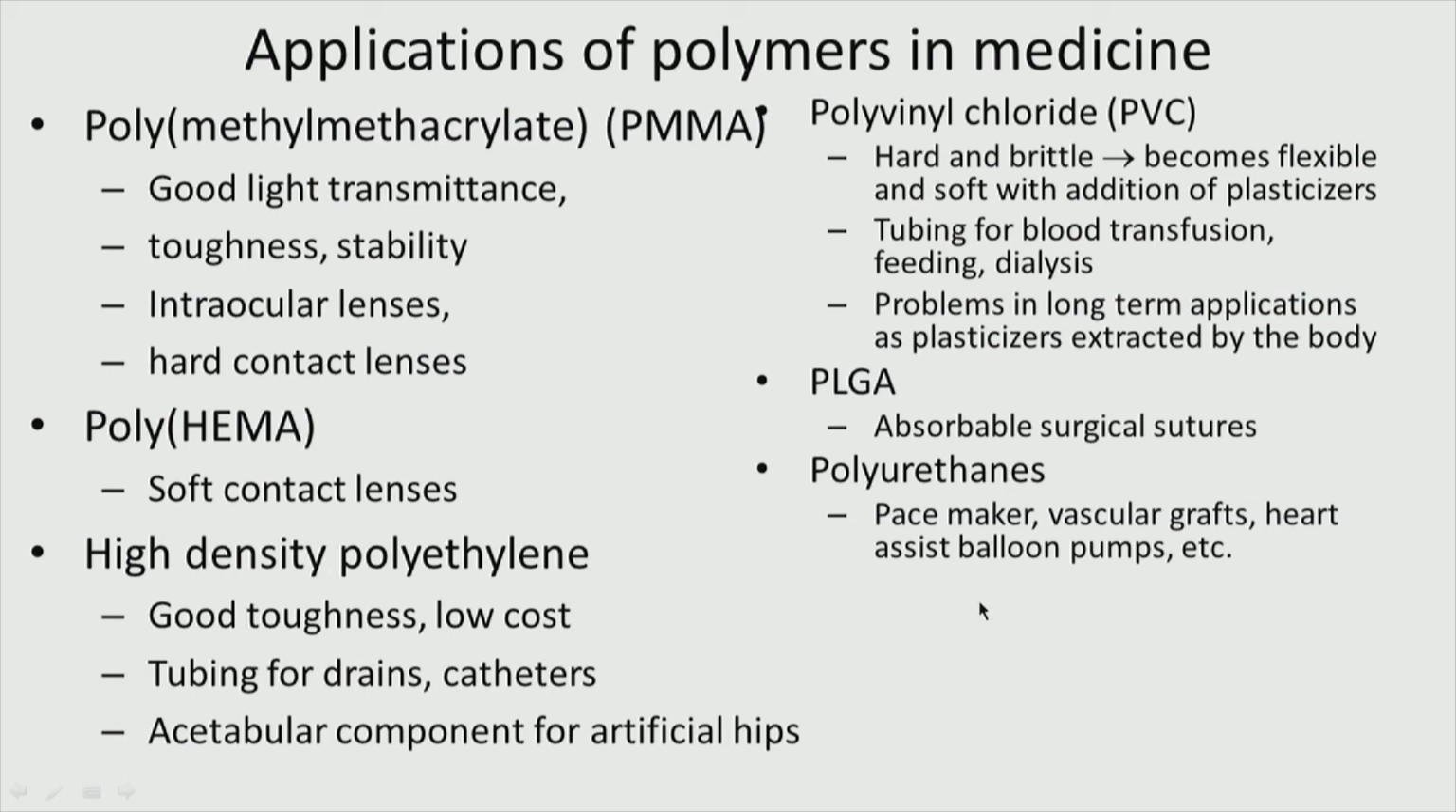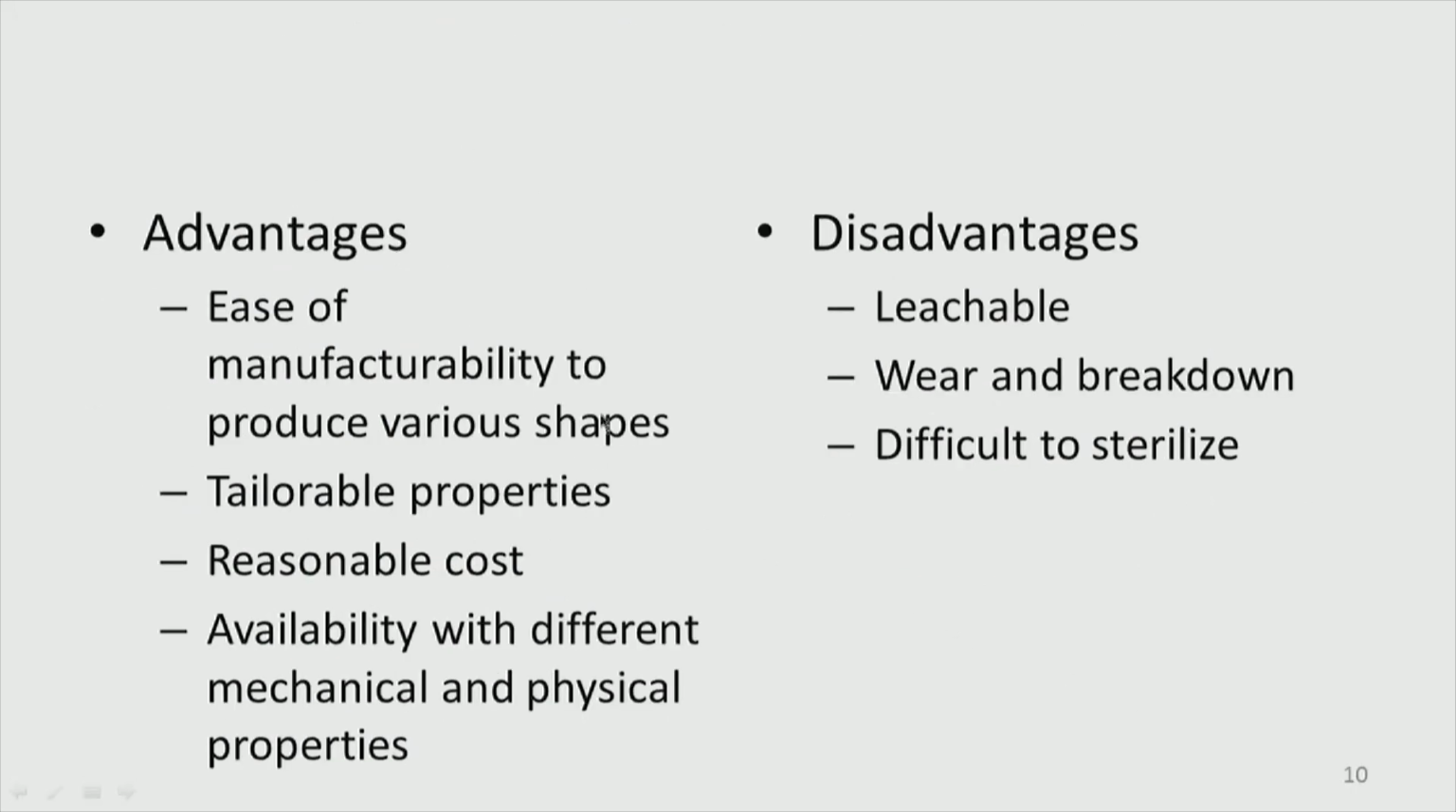PLGA, absorbable, resorbable surgical sutures. Polyurethanes, pacemakers, vascular grafts, heart assist balloon pumps, it is almost like rubber, it is very flexible. So, polyurethane is also finding quite a lot of applications. So, polymers, the ease of manufacturability to produce various shapes, tailorable properties. I take PLGA, I can change the amount of lactic to glycolic, I get different properties, reasonable cost. We can make it in different mechanical and physical properties, and in different shapes. Later on I am going to do some experiments and show you.